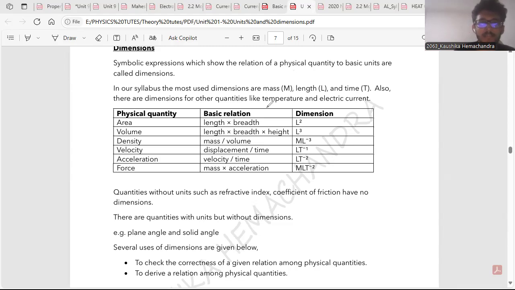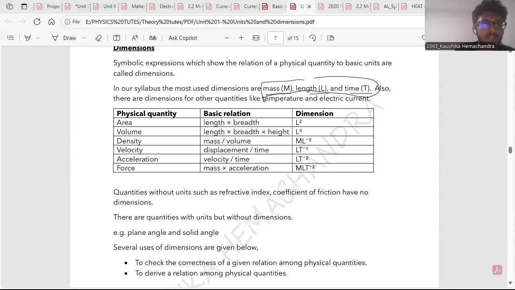You can see the three that we have to see are mass, length, and time. So you know that there are other units, right? Like temperature, say Kelvin, and ampere for current. But there are dimensions for those quantities as well. But we don't have to know about them. Whatever dimensions they ask from us will only be using mass, length, and time, right?